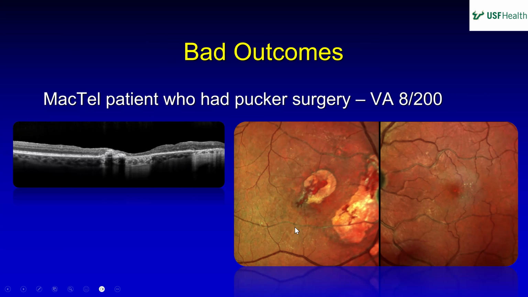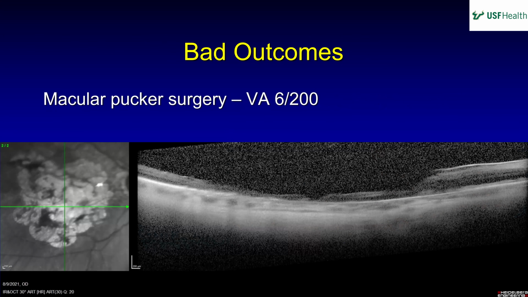So they peel the pucker. MacTel patients, I've seen only about 3 or 4, I have to say, where people thought it was a macular hole or macular pucker and operated. They all get less than 20/400 vision. They do miserably when you start peeling at their retinas.